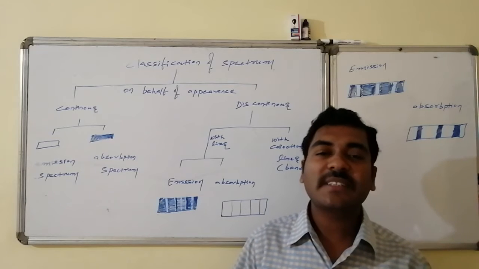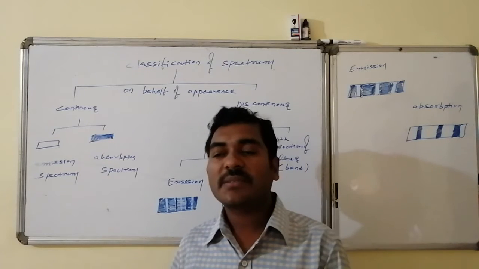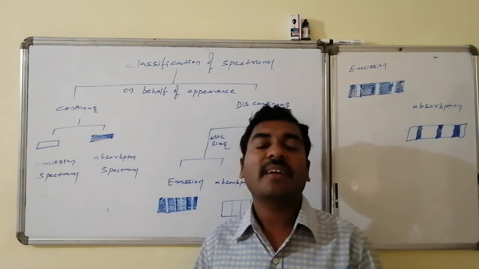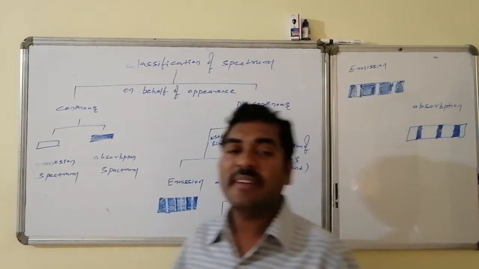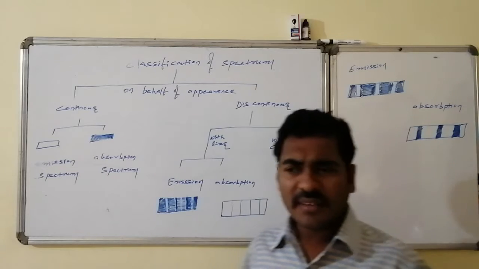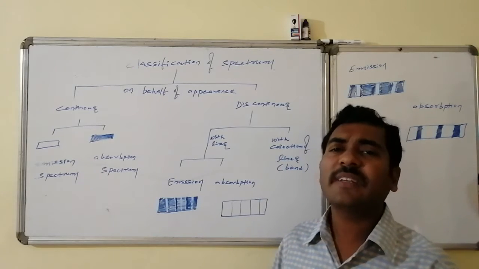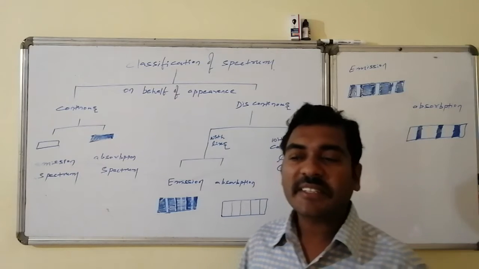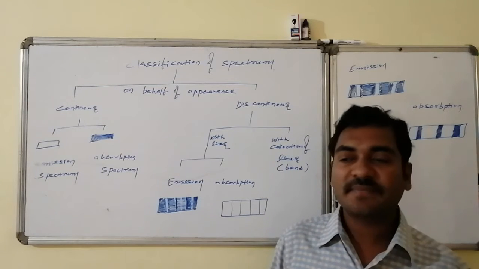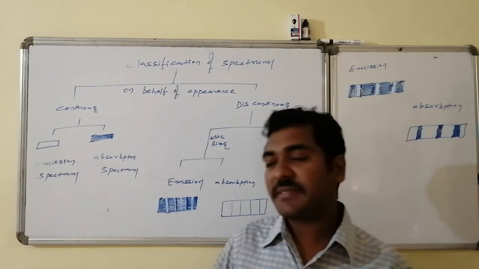That is not homogeneous. Some part of the spectrum appears in some way, and the other part appears in some other way. Such a spectrum is said to be the discontinuous spectrum. Discontinuous appears in two ways: one is discontinuous in the form of lines, the other is discontinuous in the form of bands. A collection of lines is said to be a band.